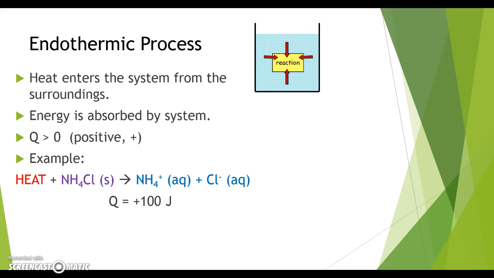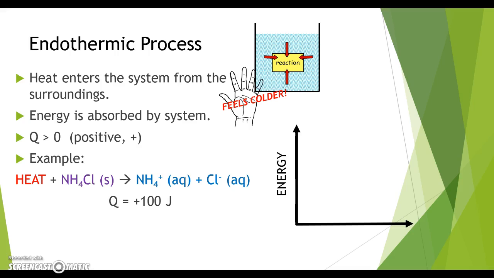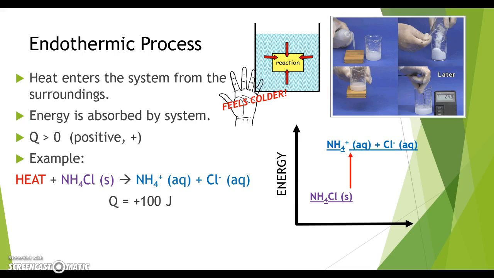If we were to do this experiment in a beaker, how would this beaker feel on the outside? It would actually feel colder. The reason why is this reaction is absorbing heat from the surroundings, which includes your hand, and the energy leaves your hand into the system, and it will feel very, very cold. Let's take a look at the energy of this reaction. So the ammonium chloride, let's say it starts off at a certain level of energy in solid form. As it dissolves into the aqueous form, it actually absorbs energy, like we said, and it enters a higher energy state as ions.